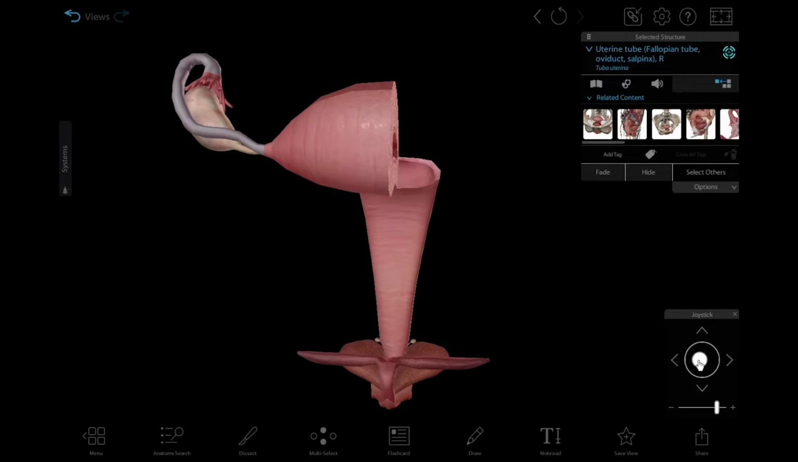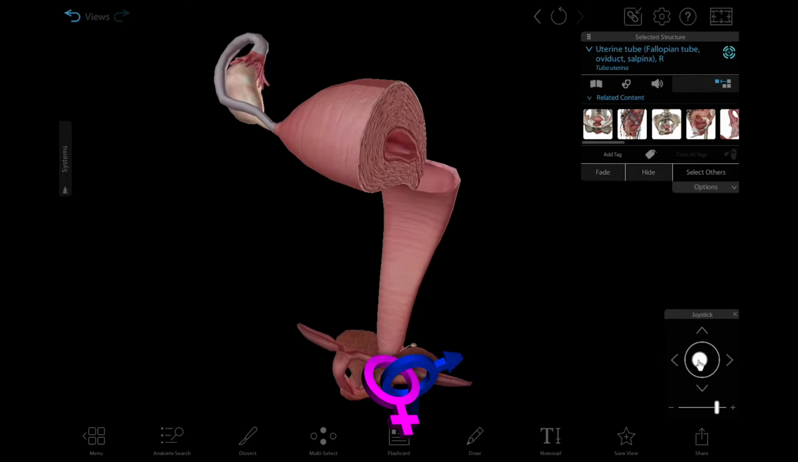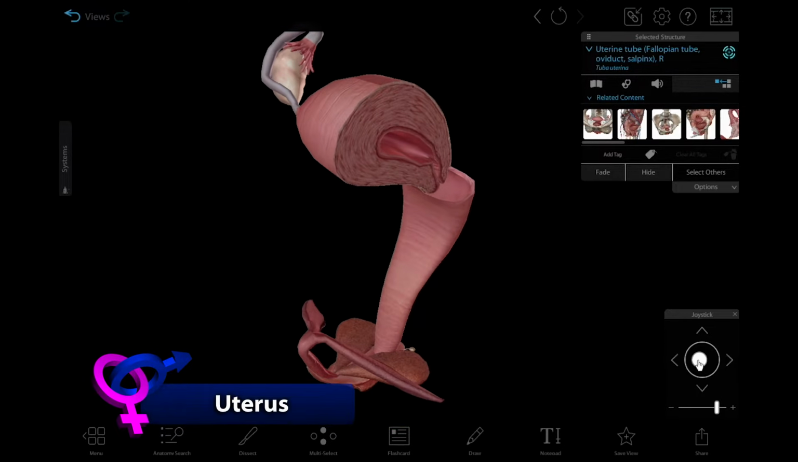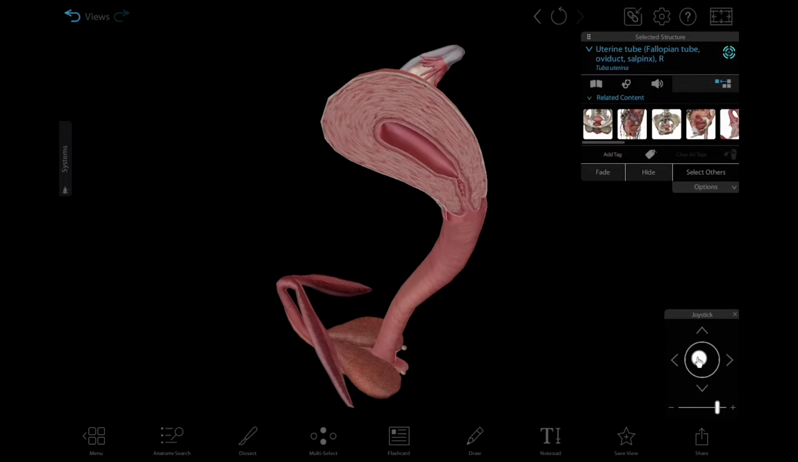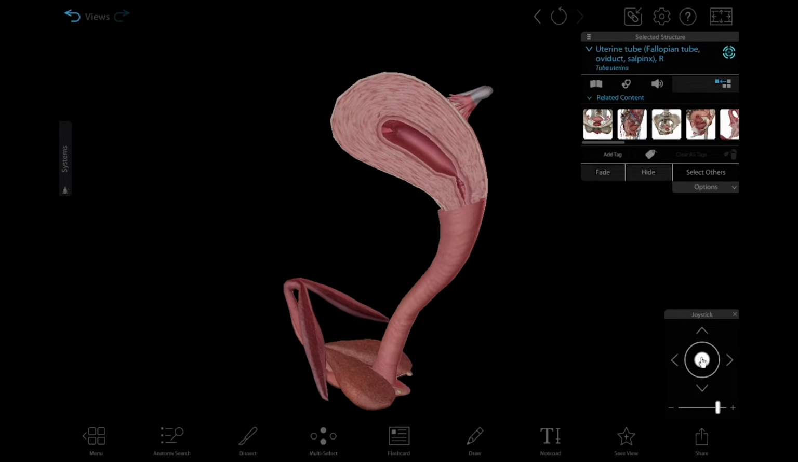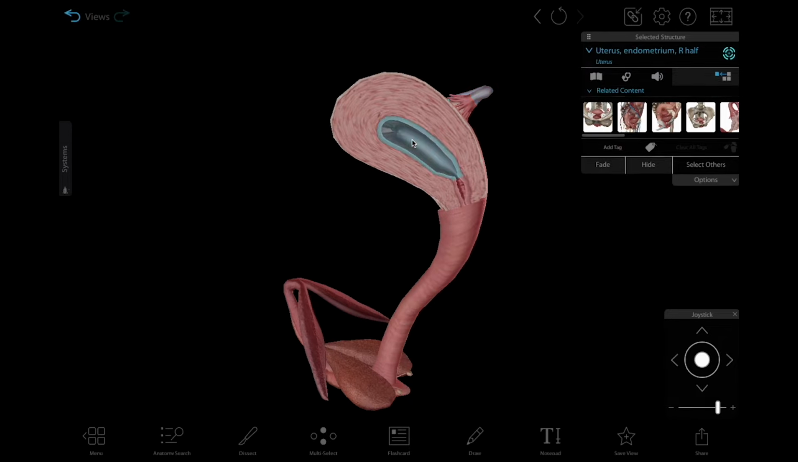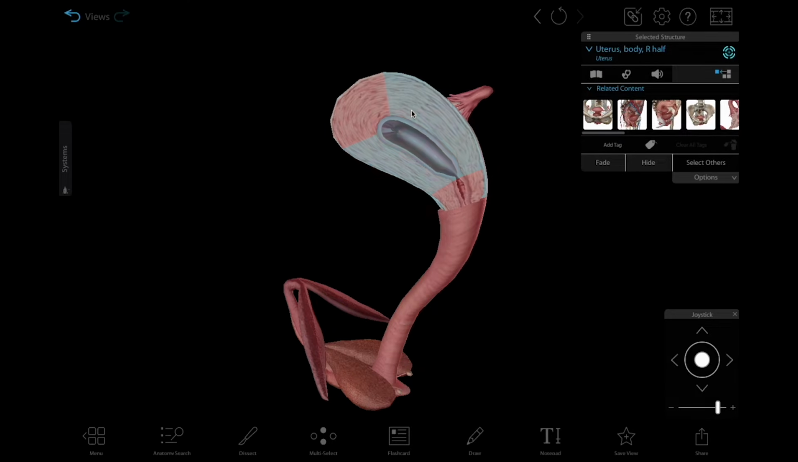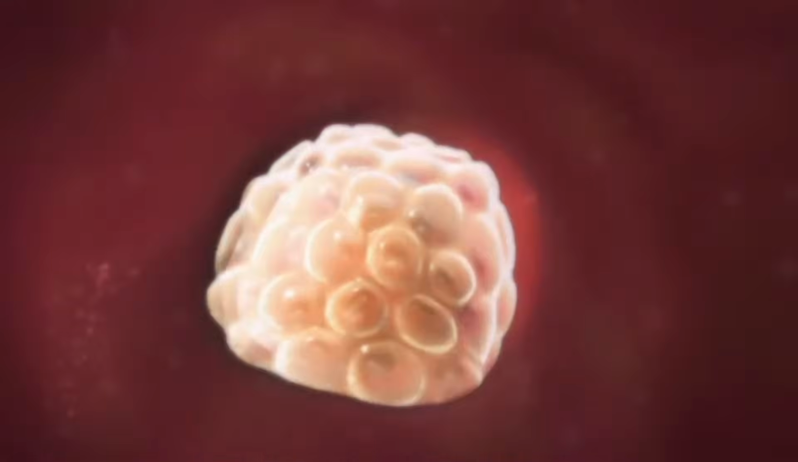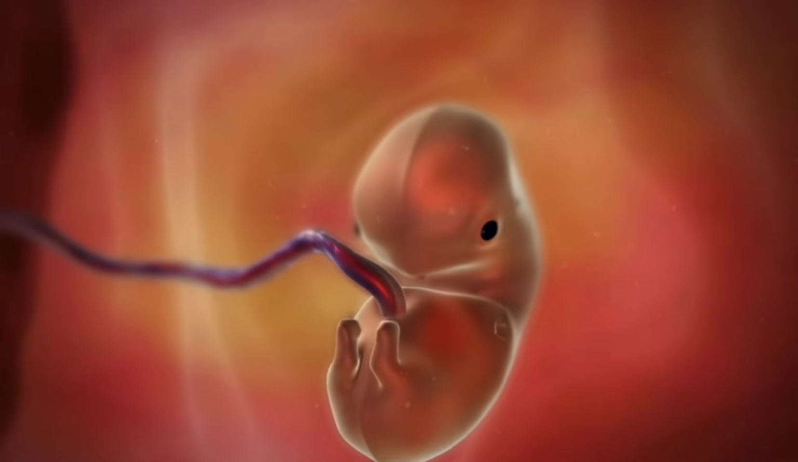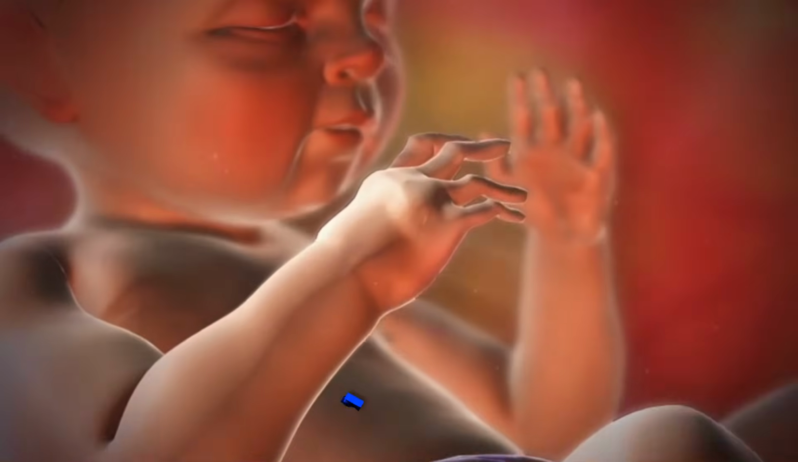After moving through the uterine tube, the oocyte enters the uterus. If the oocyte has not been fertilized, it will leave the body along with the inner lining of the uterus during menstruation. If the oocyte has been fertilized, it will implant itself into the uterine wall and menstruation will not occur. The fertilized egg will go on to develop into an embryo and then a fetus during pregnancy.